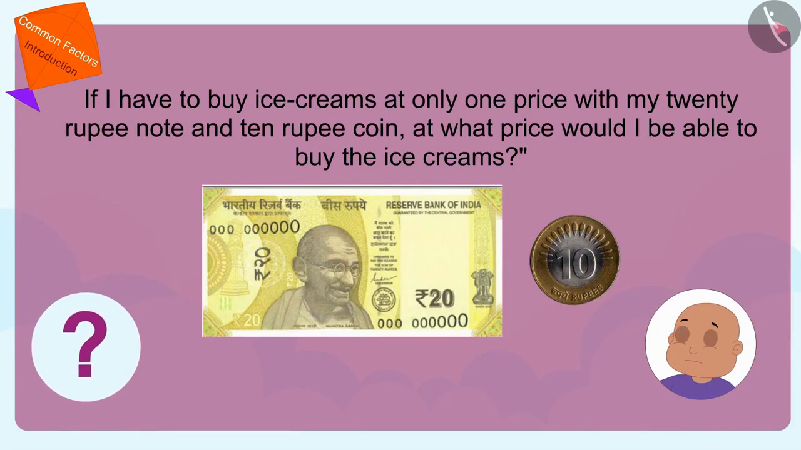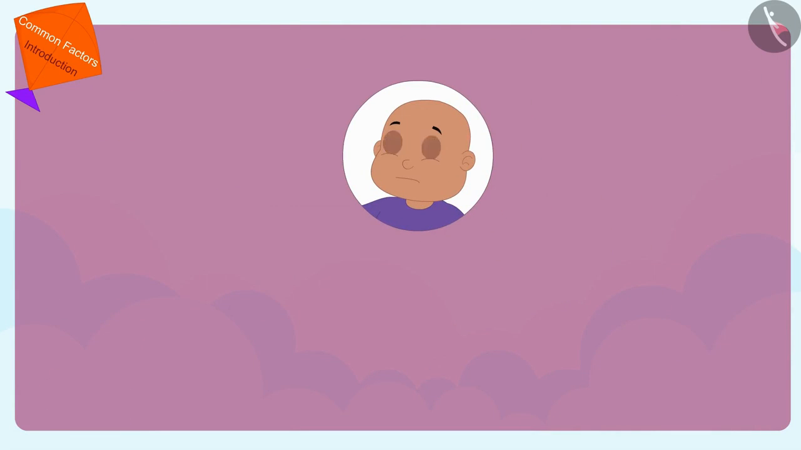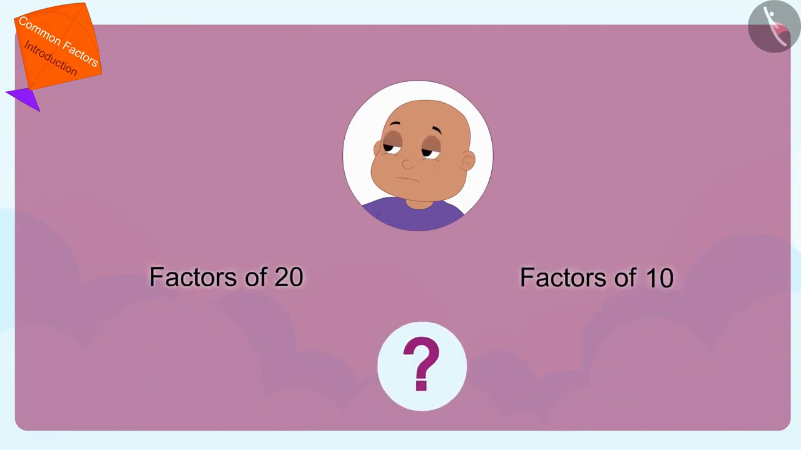Children, can you tell me how Bablu can find the answer to this question? Exactly! To solve this question, Bablu has to choose the factors which are the factors of both 20 and 10. Can you tell which are the factors of both 20 and 10? If you want, you can pause the video and find the answer.